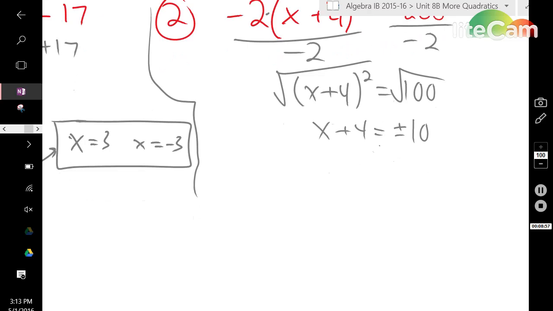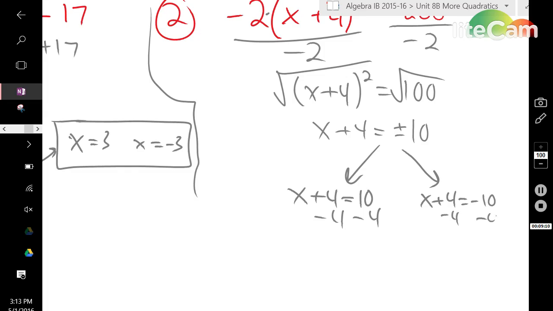Now you've got to write two equations for the positive and negative 10. So x plus 4 equals 10, and x plus 4 equals negative 10. And your one step for both equations is to subtract 4. Therefore, x equals 6 here, and x equals negative 14 over here.